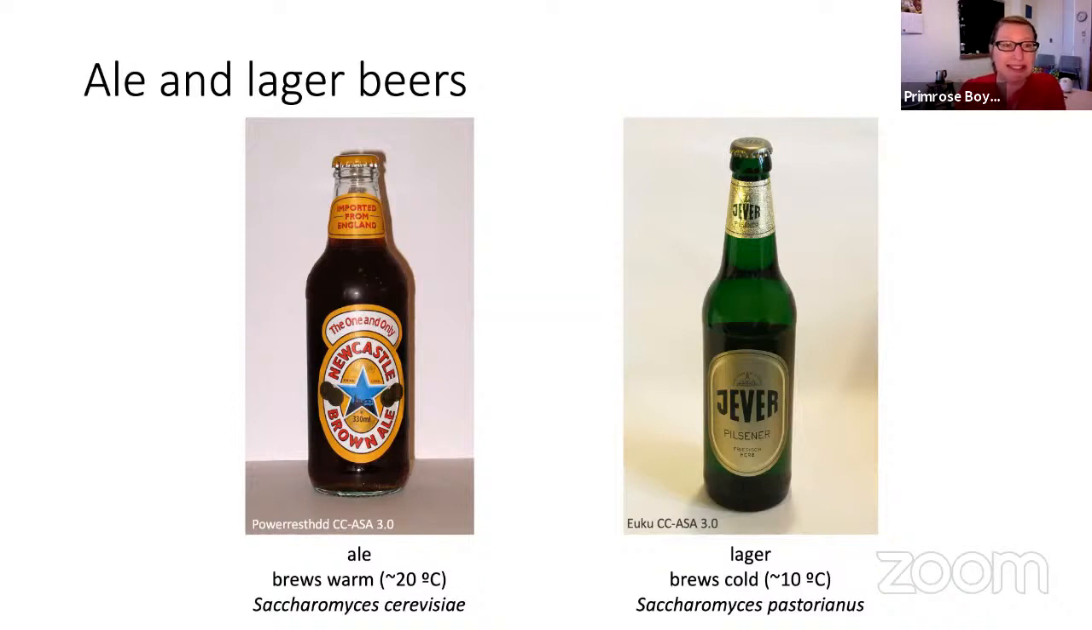So ale is brewed by Saccharomyces cerevisiae. This is the same species that we saw in wine. So it seems as though originally ale yeast probably came from the same place wine yeast did.